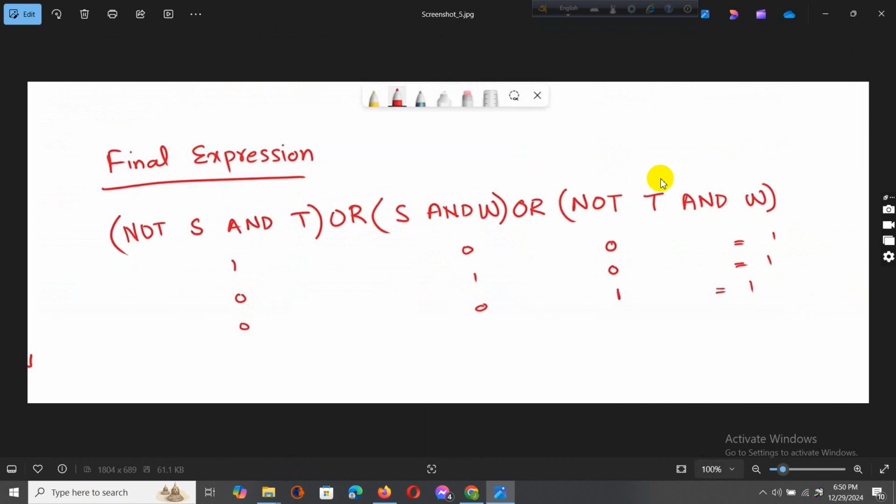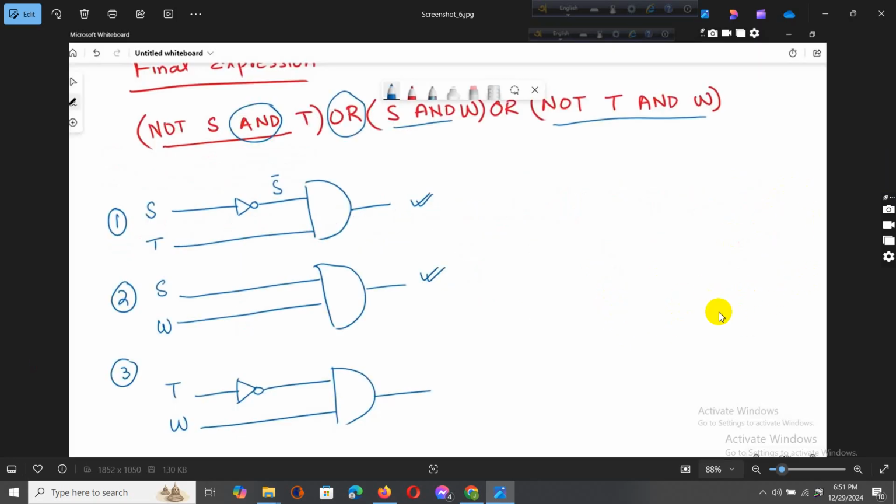You have to join these three logic expressions with the OR gate. So if any of the conditions is true, then your output will be 1. Here the first logic expression is 1, so your output is 1. Here your second expression is 1, then your output will be 1. Here the third expression is true, so your whole output will be 1. This is your logic expression.